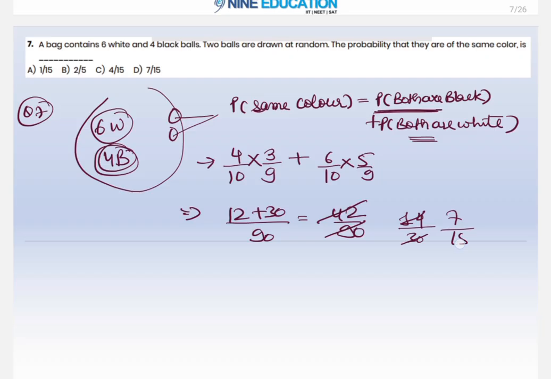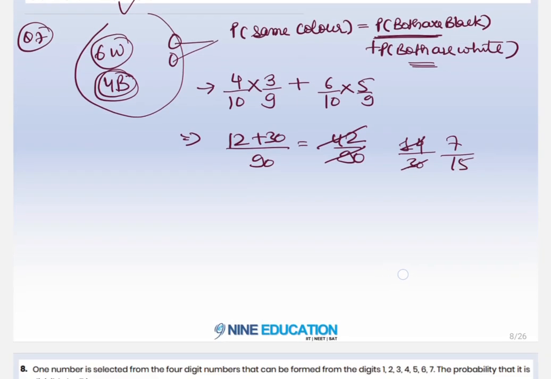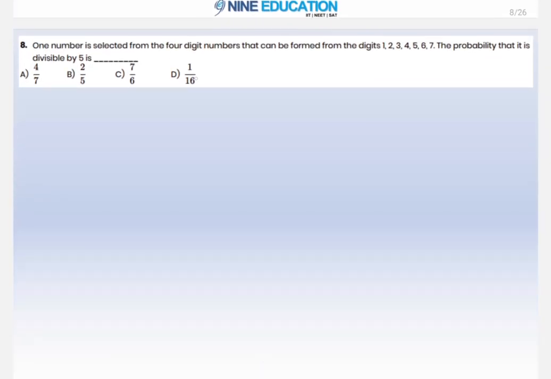Basically, 2 7s are 14, 2 15s are 30, so option D is correct. Okay, in this particular question you have 1 by 7 instead of 1 by 16.